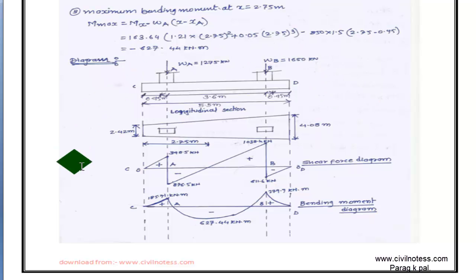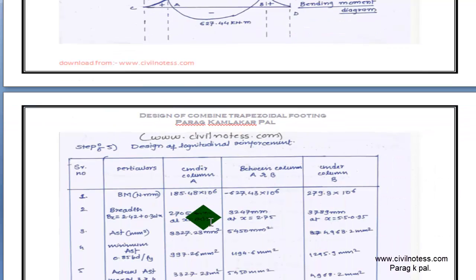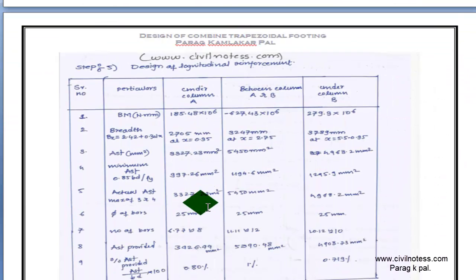Now you have to use all this bending moment to calculate the steel. The next step is that you have to design the longitudinal reinforcement. For this, I made this table. This is very easy, because if you go separately for each and every one, under column A1, under column A and B, between columns A and B, and under column B, then your calculation is getting too long. This is a very simple process. Just make one column and calculate on a calculator. It saves your time and is very easy.